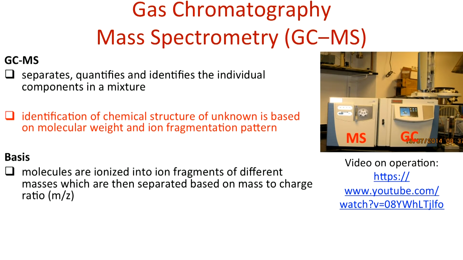And as previously mentioned, it also creates a molecular ion. So the main type of ion production for this GCMS is called electron impact. Basically, what happens is there's a filament that produces electrons, and these electrons then react with your compound to produce these positive ions and fragment ions.